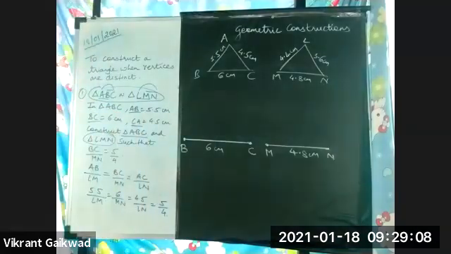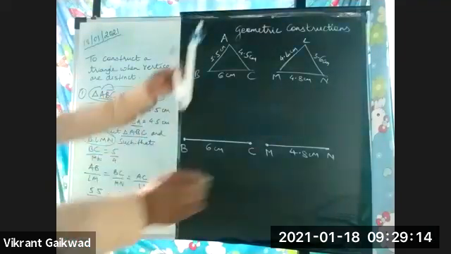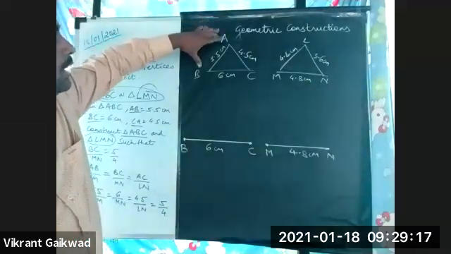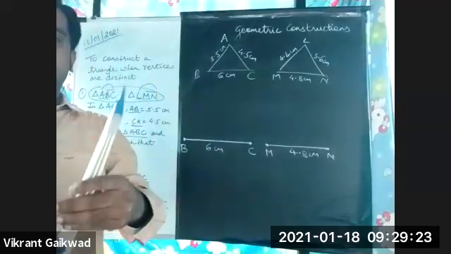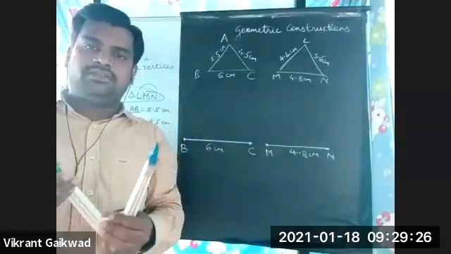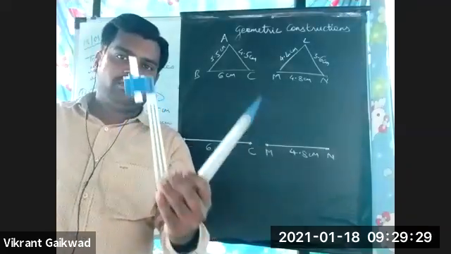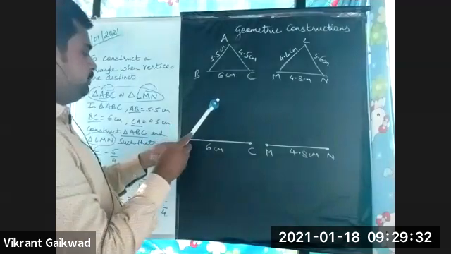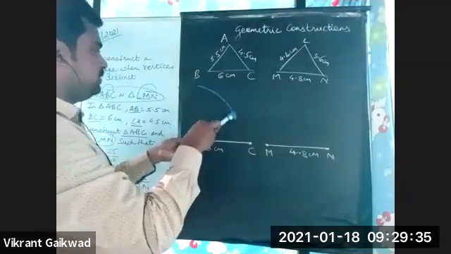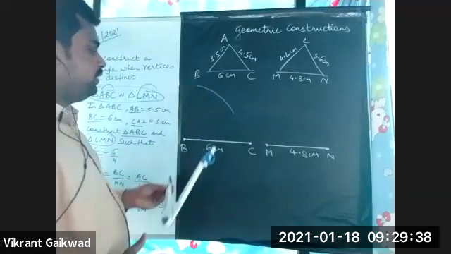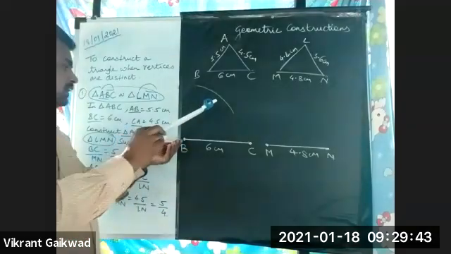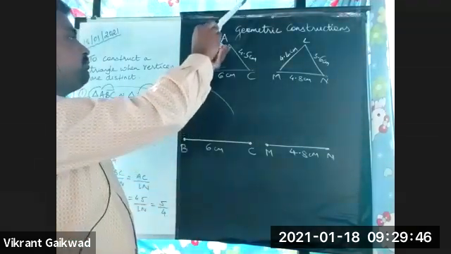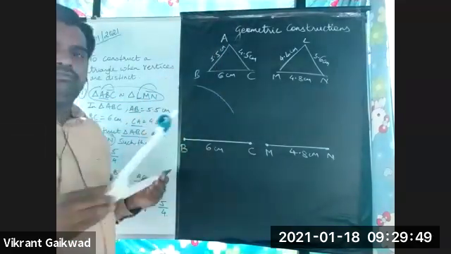After that, what are you going to do? You're going to take AB, 5.5 centimeters, on your rounder. So take a distance of 5.5 centimeters on your rounder. Tip at B. Cut an arc. This arc is of 5.5. Is this clear to all the students? From B, cut an arc of 5.5. AB is 5.5, so from B, you'll cut an arc of 5.5.